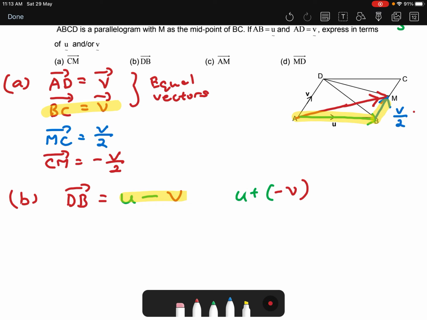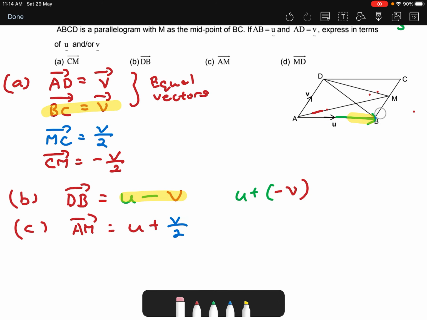Okay, so you just add. AM is equal to U plus V over 2. That will be your answer. Okay, last but not least, MD. Okay, so MD is right here. I start from M, I go to D.